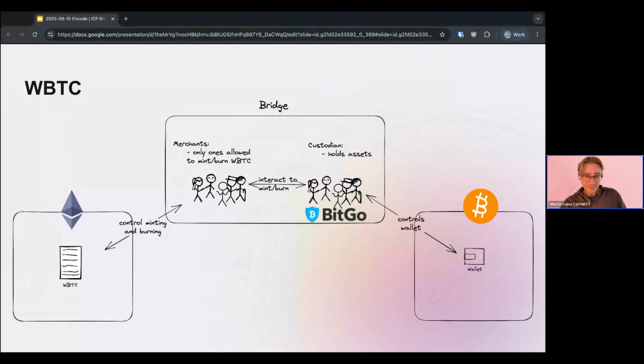And BitGo say that to minimize the trust, the custodian cannot mint tokens on their own, but they need the initiation of a merchant to do so. But it should be fairly easy to find a merchant to collude with, to print money out of thin air if you really wanted to.